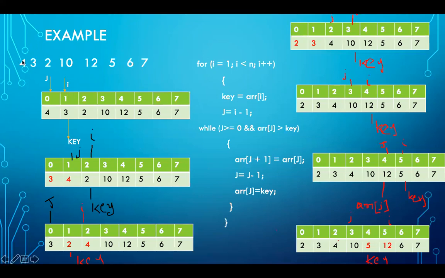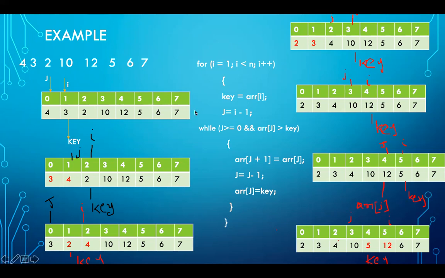This is the array 4, 3, 2, 10, 12, 5, 6, 7. Total how many elements are there? 1, 2, 3, 4, 5, 6, 7, 8 elements are there. This is a single dimensional array, with index from 0 to 7, and the values 4, 3, 2, 10, 12, 5, 6, 7.